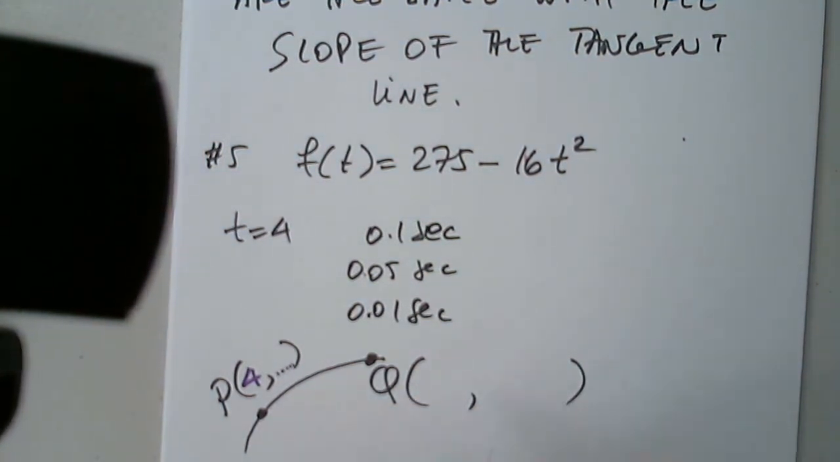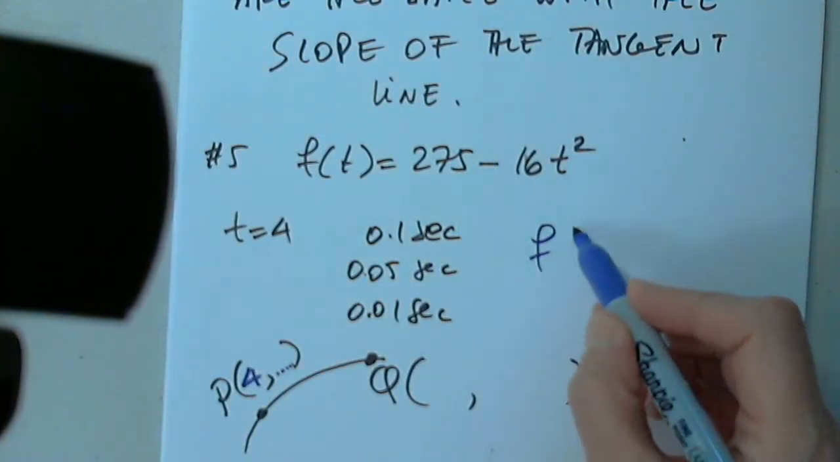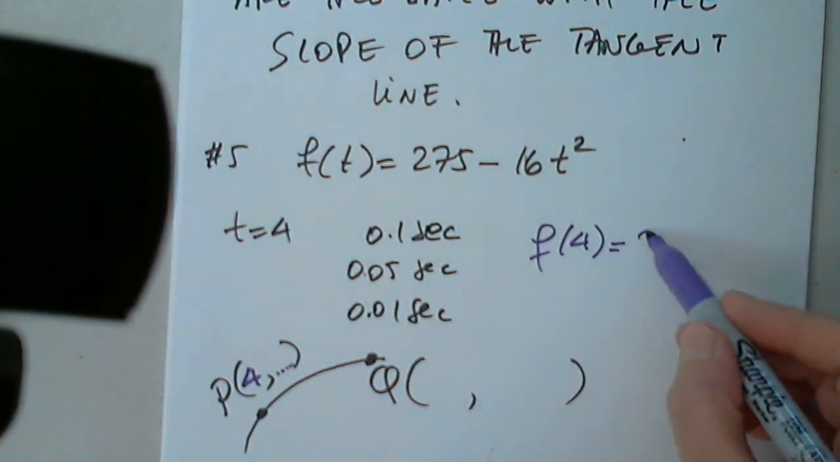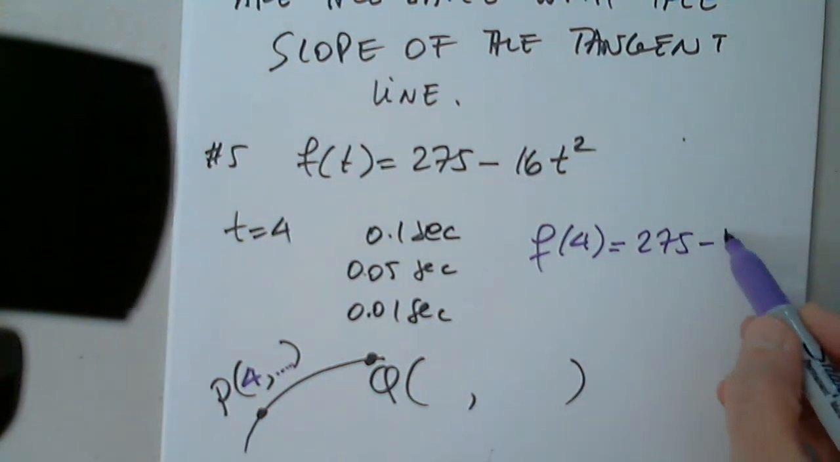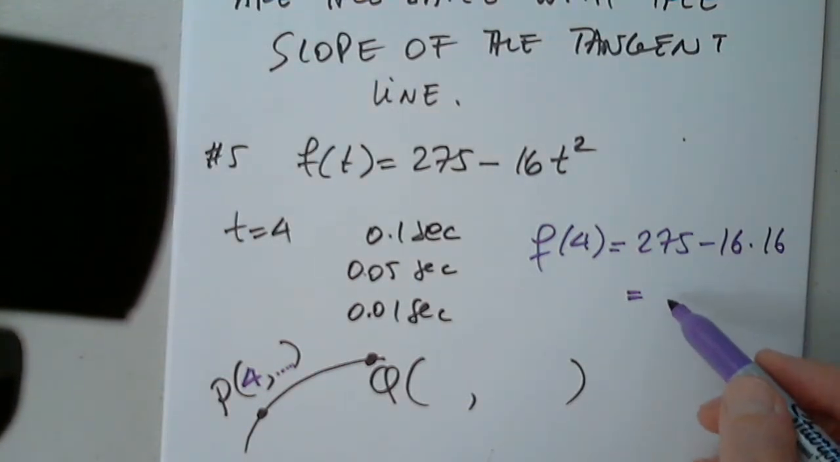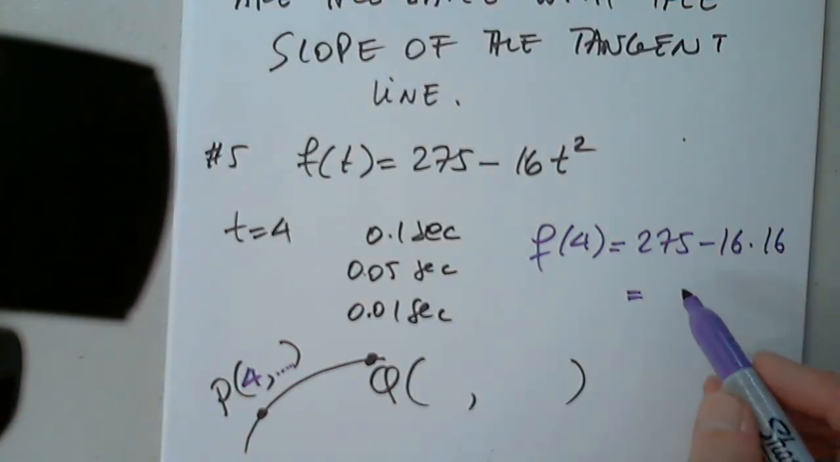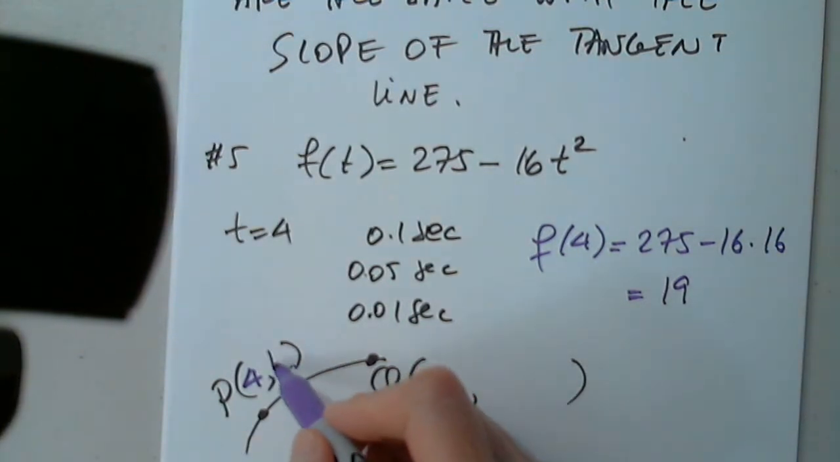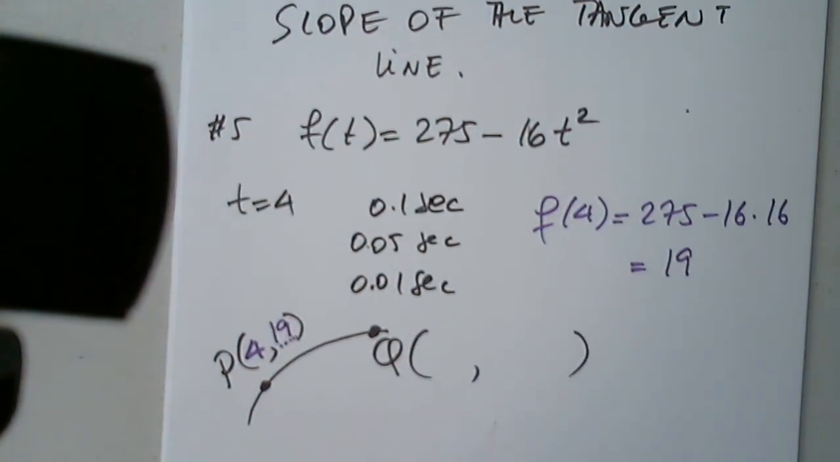19. So you plugged it in? Very good. f of 4 is 275 minus 16 times 16. I didn't calculate anything. So how much? Was it 19? I got 19, yeah. Okay, I trust you. Good. Can anyone give us the coordinates of Q?